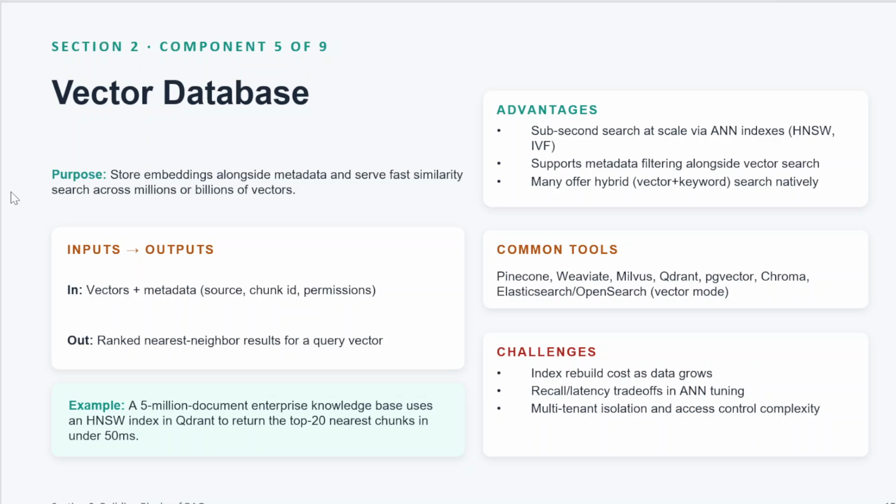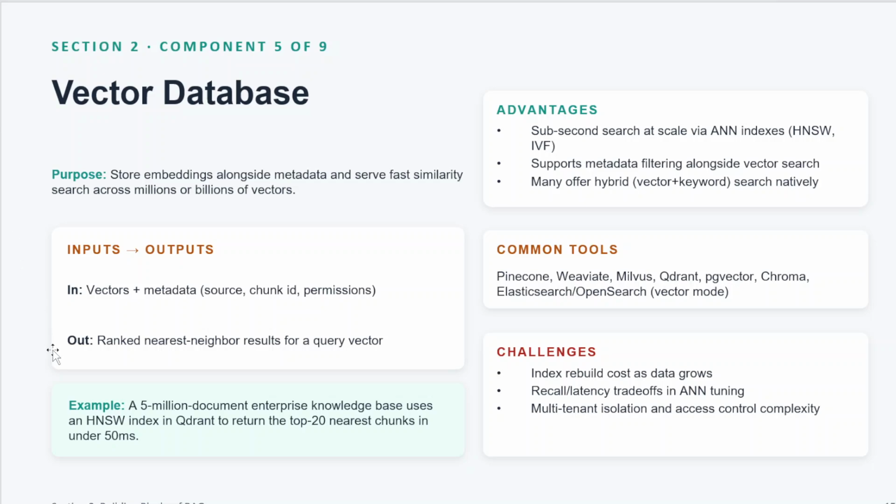Now, the challenges that you are going to see in a vector database system are mostly the index rebuild cost as the data grows, and the recall and latency trade-offs in ANN tuning. That is definitely one of the other challenges you might face when choosing what kind of vector database you're going to be using. There is also the multi-tenant isolation and access control complexity.